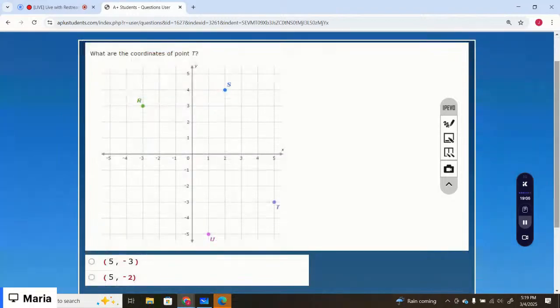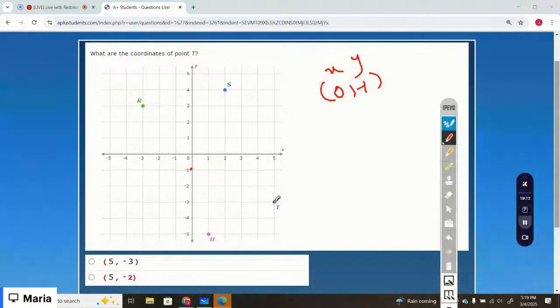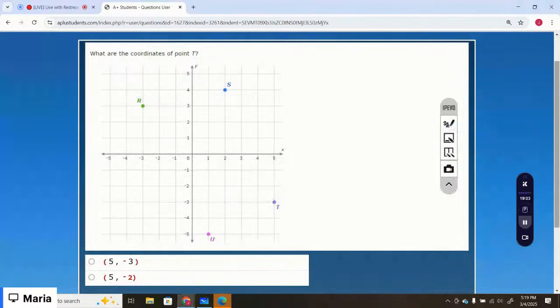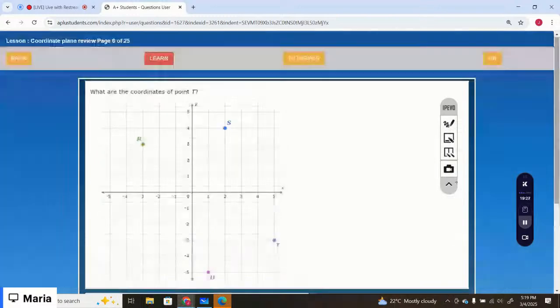What are the coordinates of point P? Here is the point P. So the x coordinate of the point is 5. The y coordinate of the point is -3. So 5 and -3, option number 1 is the correct option.